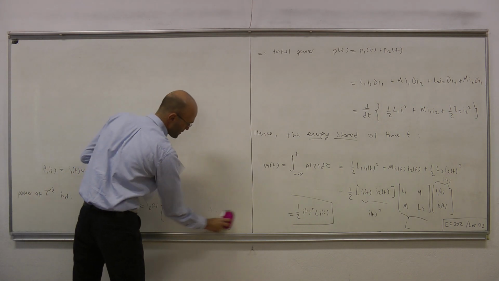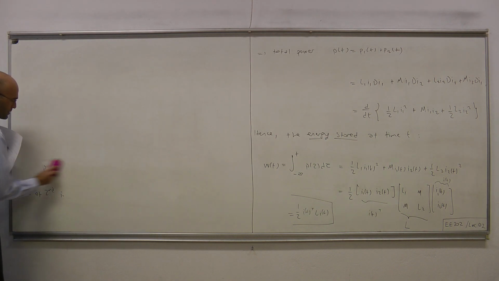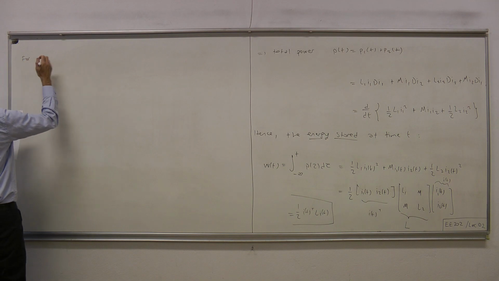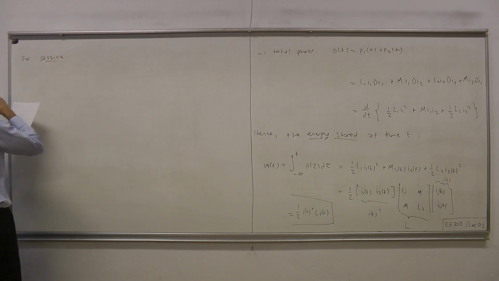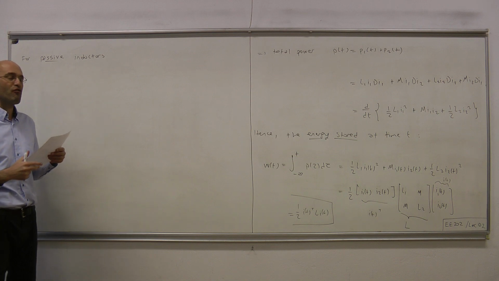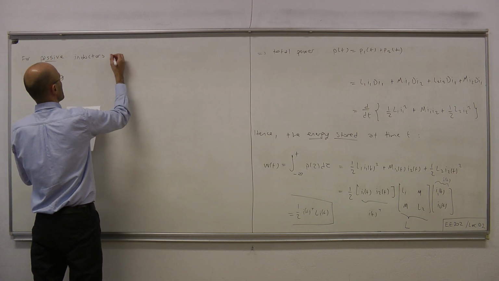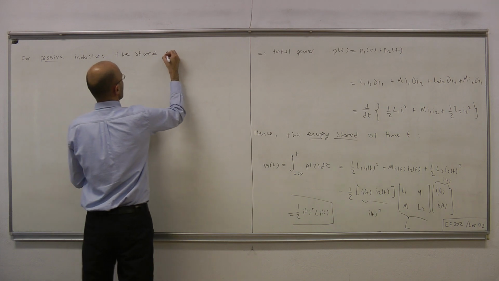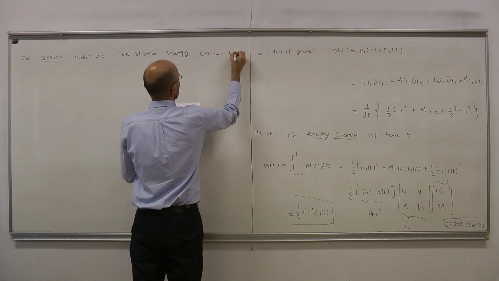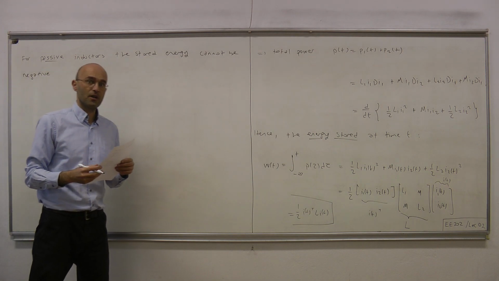And for passive inductors, that energy can never be negative, regardless of the current passing through the coils. So let's put that remark down. For passive inductors, and this remark we can take as the definition of passivity for coupled inductors also. For passive inductors, the stored energy cannot be negative, regardless of the current passing through them.